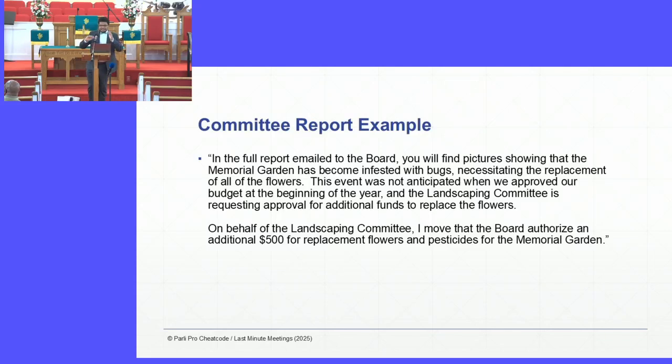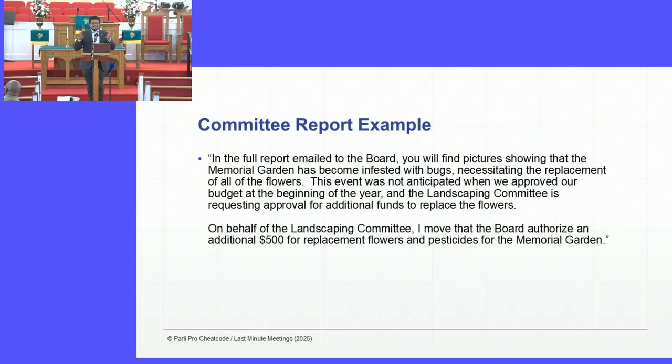Following that format we just talked about, background: we are the landscaping committee, and we did the landscaping, and we saw that the flowers were dead because of bugs. Summary of what you did: we went to the budget, and this is outside the budget because we didn't think this was going to happen this year, so we need a little bit more money to take care of it. Recommendation: give us more money.